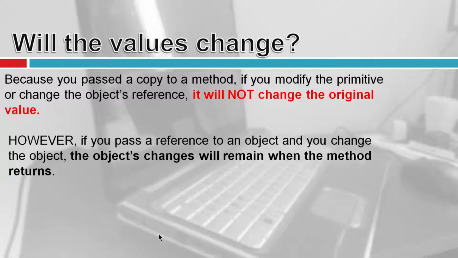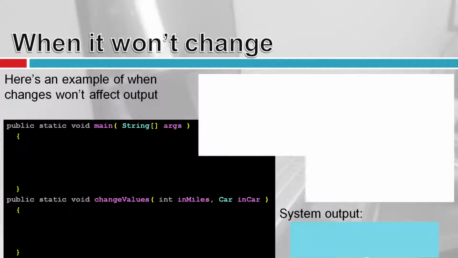Now, what happens if I change the value inside the method? Because I passed a copy to the method, if you modify the primitive or change the object's reference, it won't change the original value. However, if you pass a reference to an object and then you change the object itself, the object's changes will remain when you return from that method. So let's start with that first part.